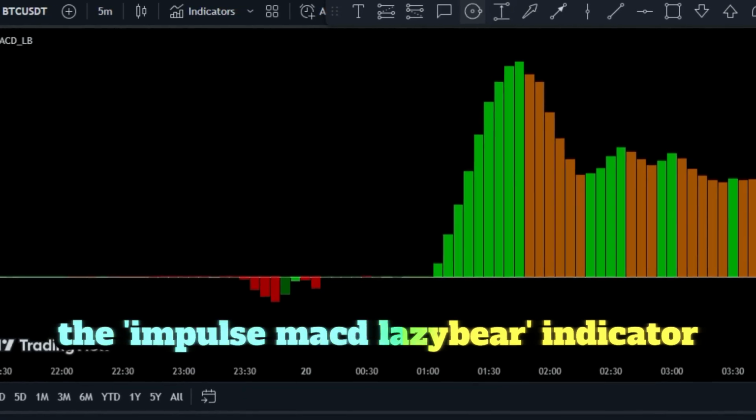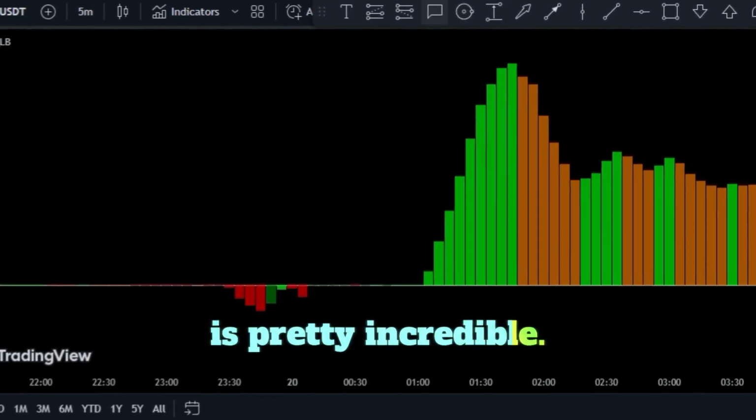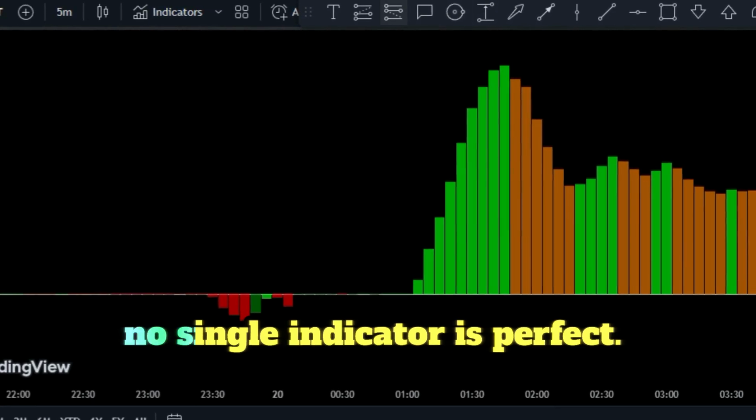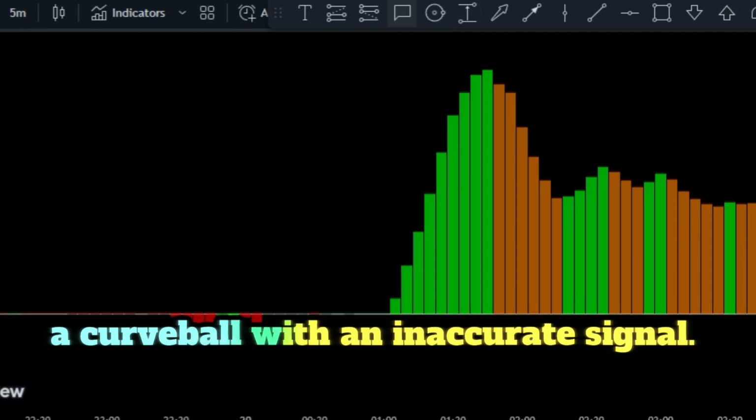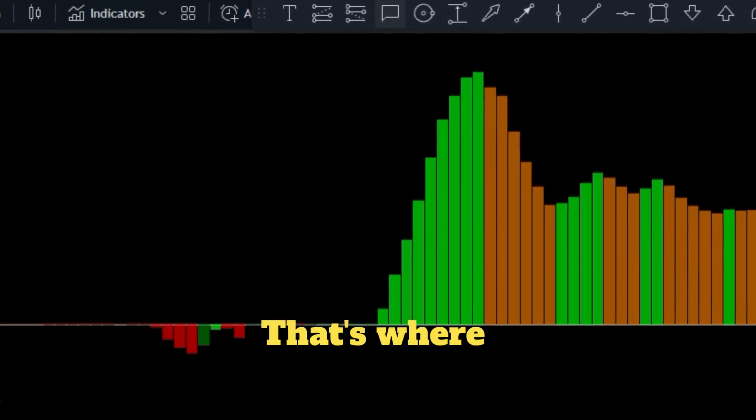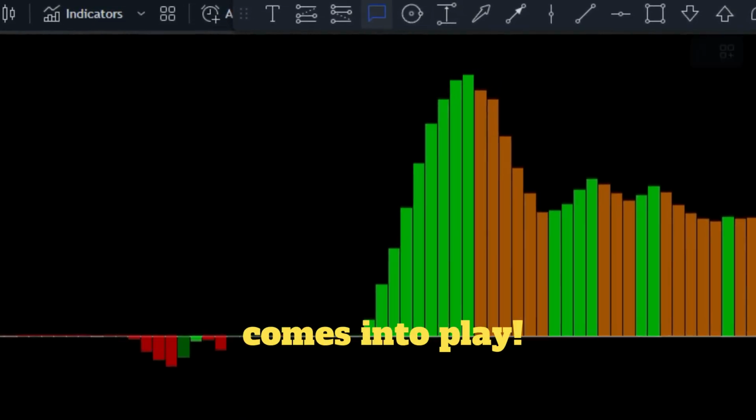The Impulse MACD Lazy Bear indicator is pretty incredible, but let's be real, no single indicator is perfect. Sometimes it might throw you a curveball with an inaccurate signal. That's where our second fantastic indicator comes into play.